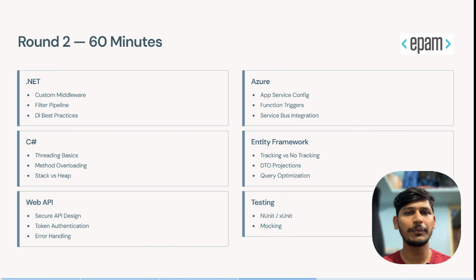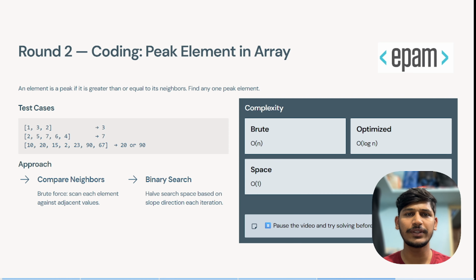In Entity Framework, they asked more on tracking versus no tracking, DTO projections and query optimization. After writing any query, we need to optimize it in the entity projection. And coming to testing, unit tests, and the coding questions they covered in round 2 are mostly to understand his programming approach and how exactly he is good at problem solving.